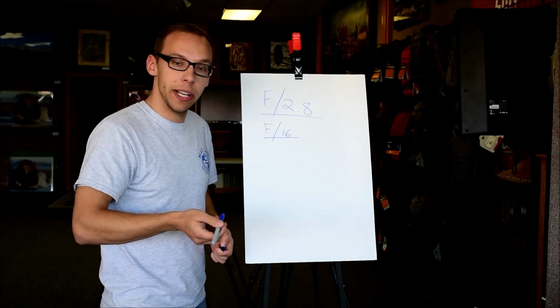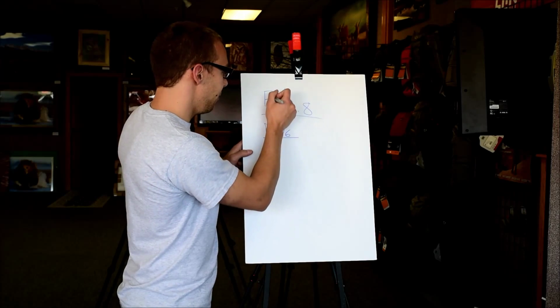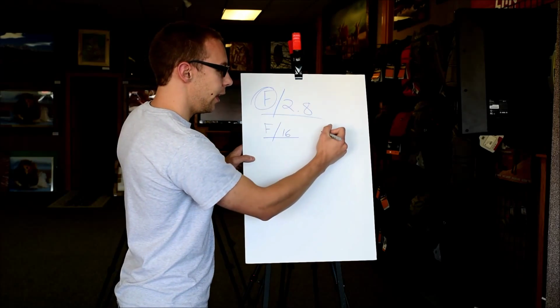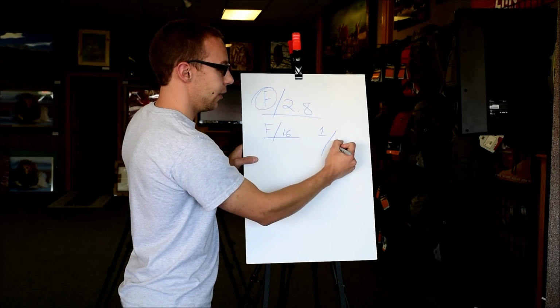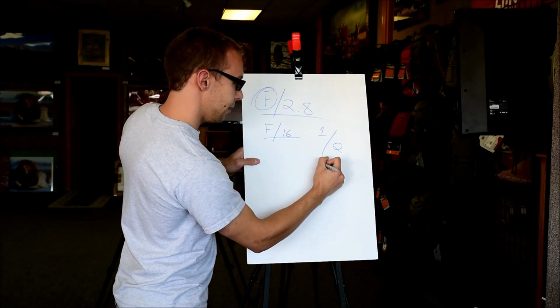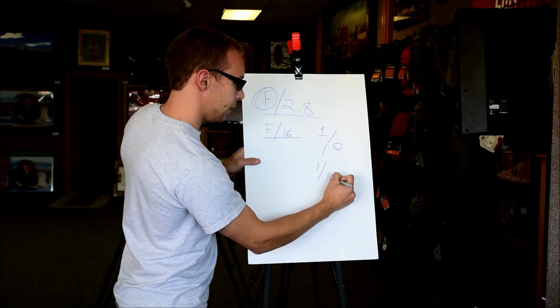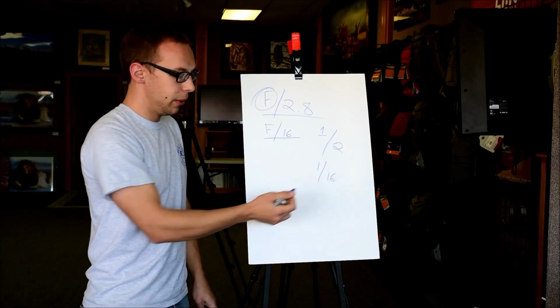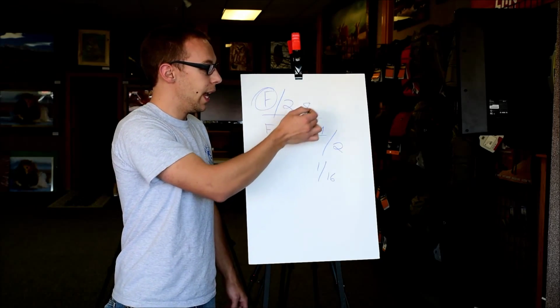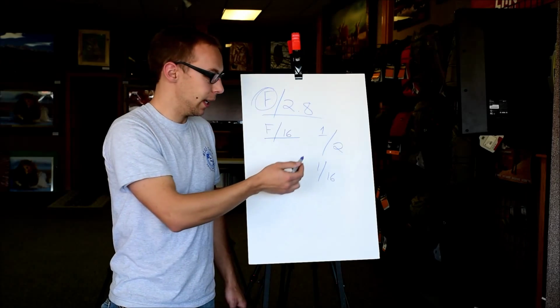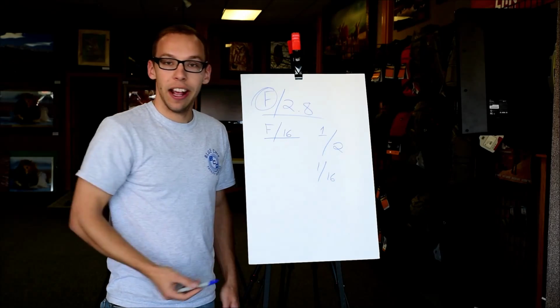So the way that we explain it here is if we take that F and actually turn it into a 1, this changes everything. It turns it into a fraction. 1/2 is a bigger number than 1/16. Therefore, F2.8 is a bigger opening than F16. And there you have it.